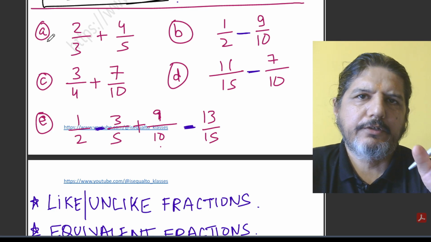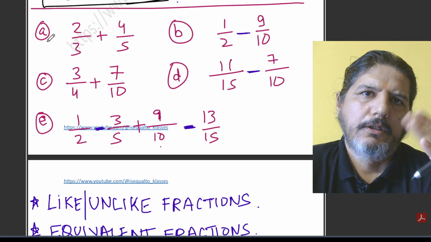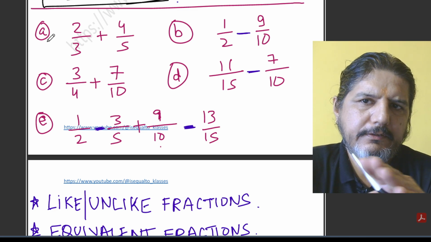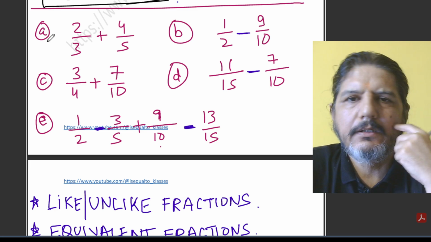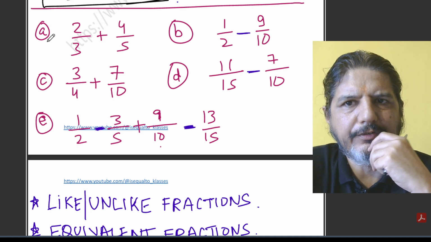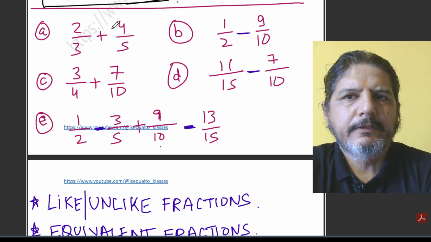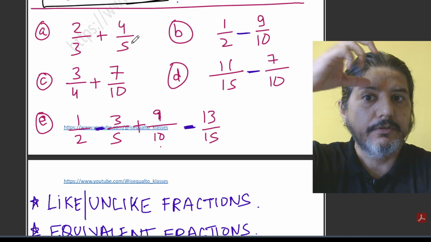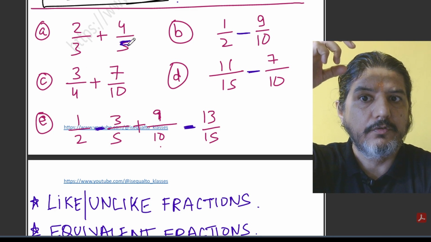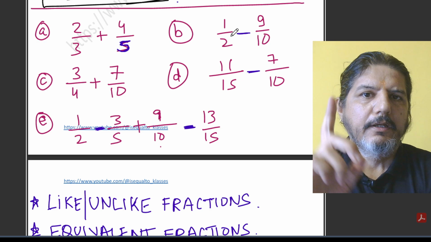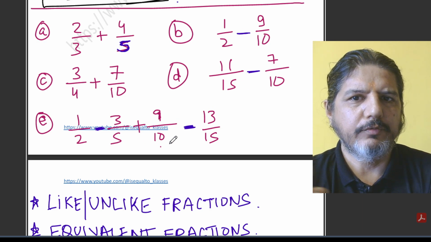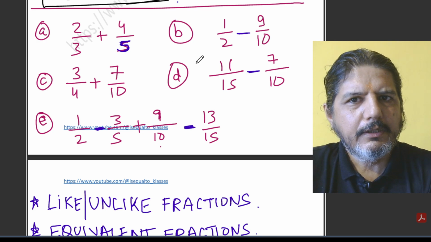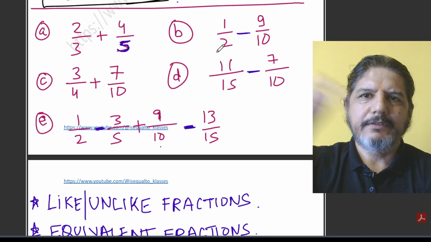Now that we have understood the funda of finding LCM, we'll be doing the addition and subtraction of these fractions A, B, C, D, E. See, one thing that I need to clarify is that the denominators are the same that we had taken above. So 3 and 5 was the first group of numbers for whose LCM we had taken. Then 2 and 10, 4 and 10, 15 and 10. So we already have the LCM of these numbers.